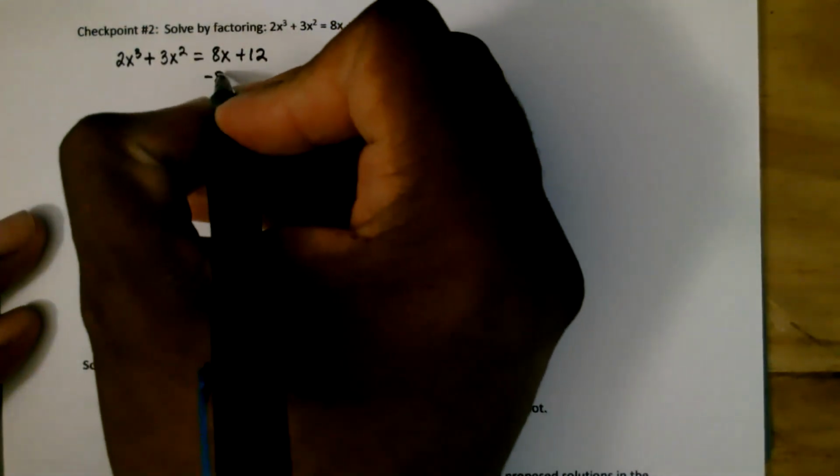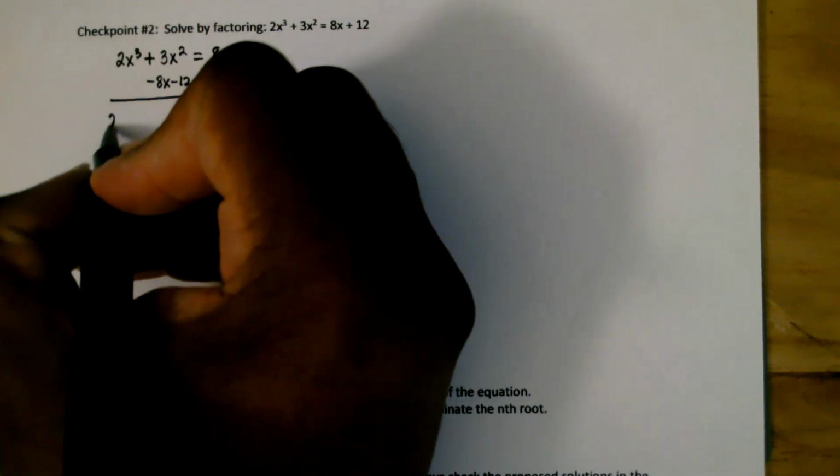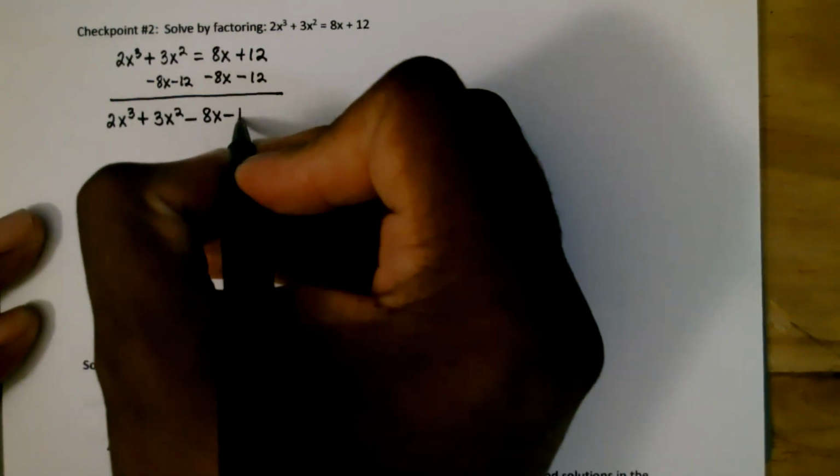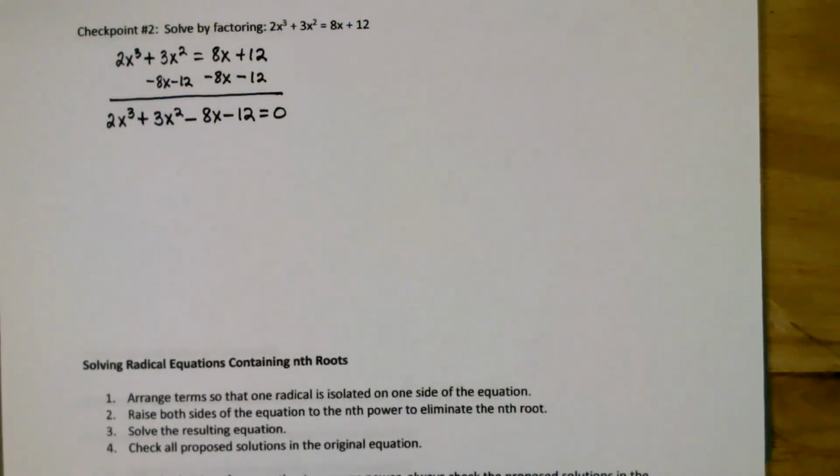Well, it's a positive 8x, so I need to subtract 8x on both sides. And the 12 is a plus 12, I need to subtract 12 on both sides of that equation. So the left side would be 2x cubed plus 3x squared minus 8x minus 12 equal to 0. Now those are all unlike terms, so I can't combine on the left side. I just have to write it like that.